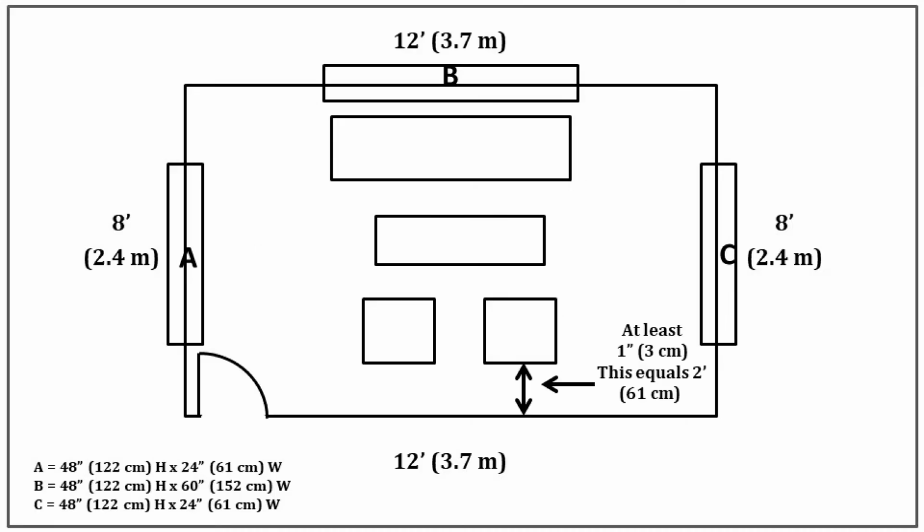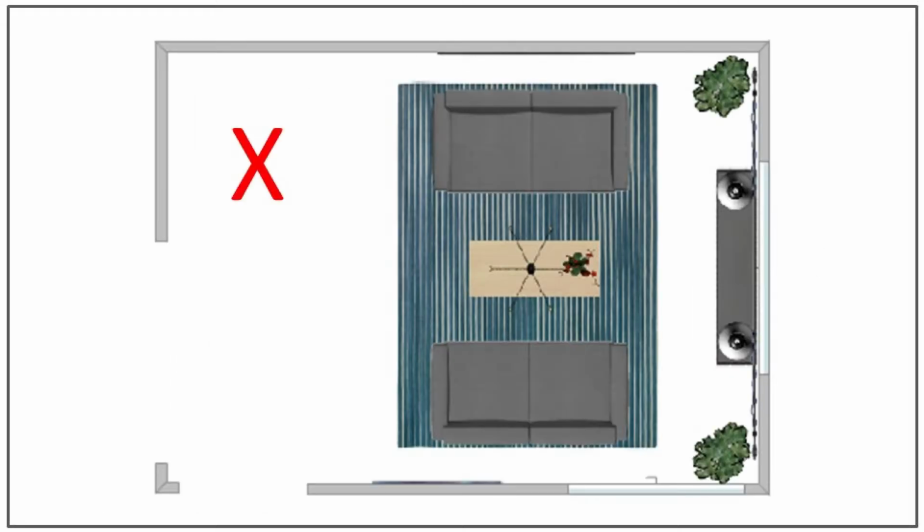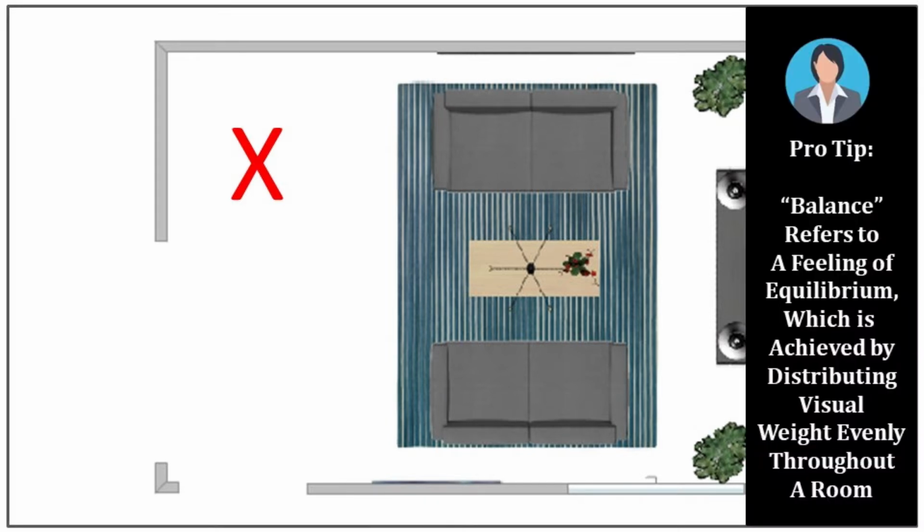And make sure that you have about 2 feet or a little less between areas that people need to pass through, which would be 1 inch on your paper. Also, make sure that the furniture is balanced and spread throughout the room, meaning no big empty spaces like this. In fact, I aim to have something in every corner of a room, even if it's just a large plant. And that's a good way to ensure that the room will feel balanced.